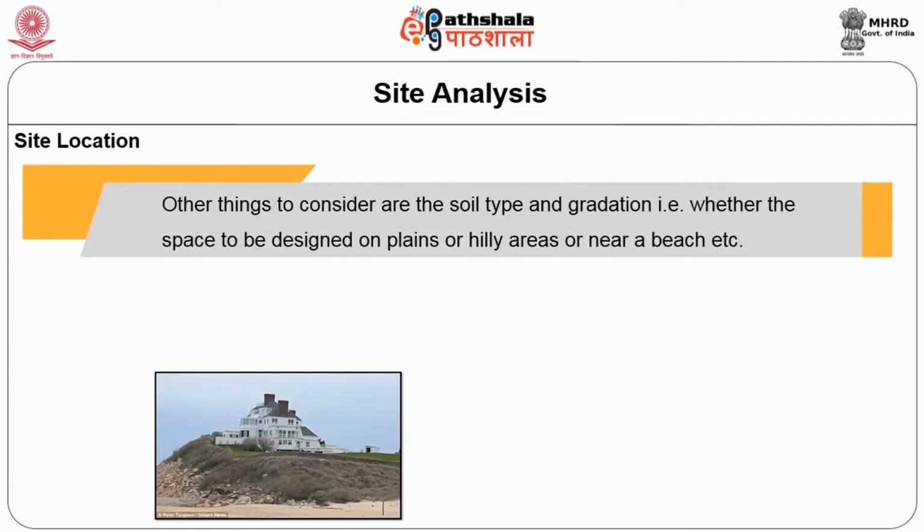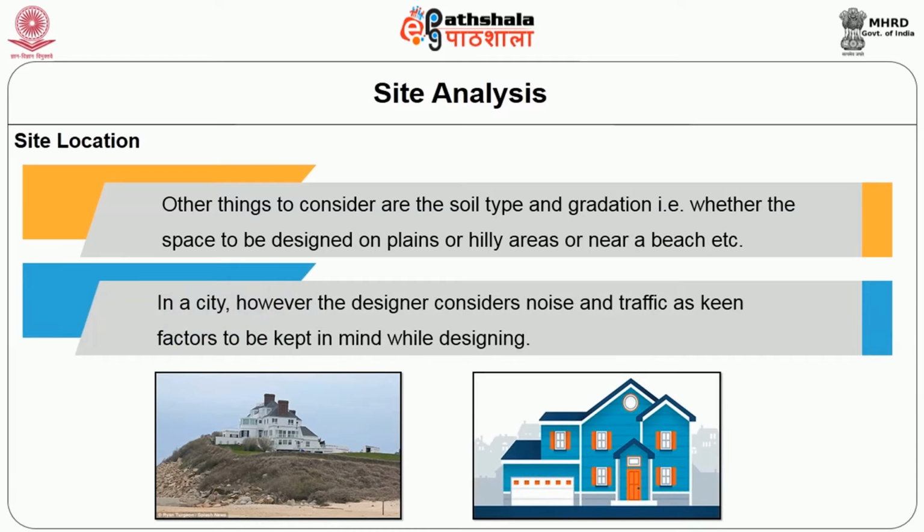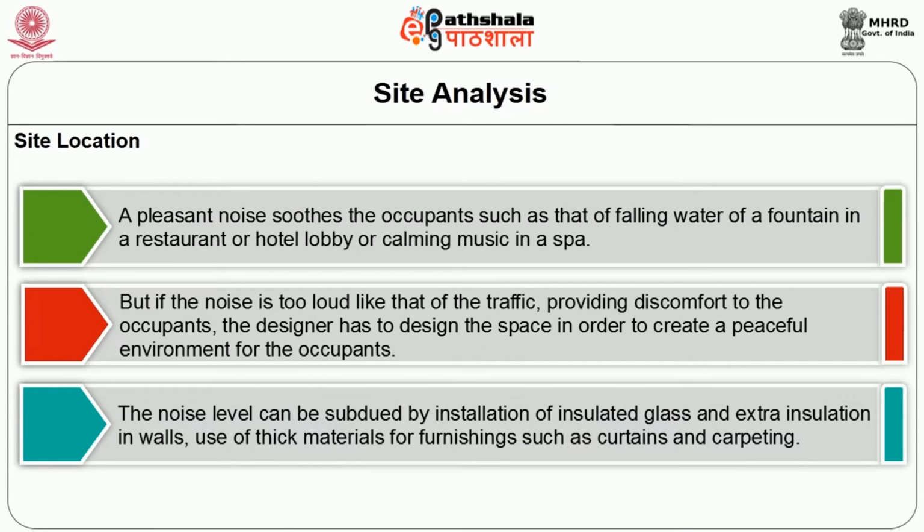Other things to consider are the soil type and gradation, that is, whether the space to be designed is on the plains or hilly areas or near a beach, etc. In a city, however, the designer considers noise and traffic as key factors to be kept in mind while designing. A pleasant noise soothes the occupants, such as that of falling water of a mountain in a restaurant or a hotel lobby, or calming music in a spa.